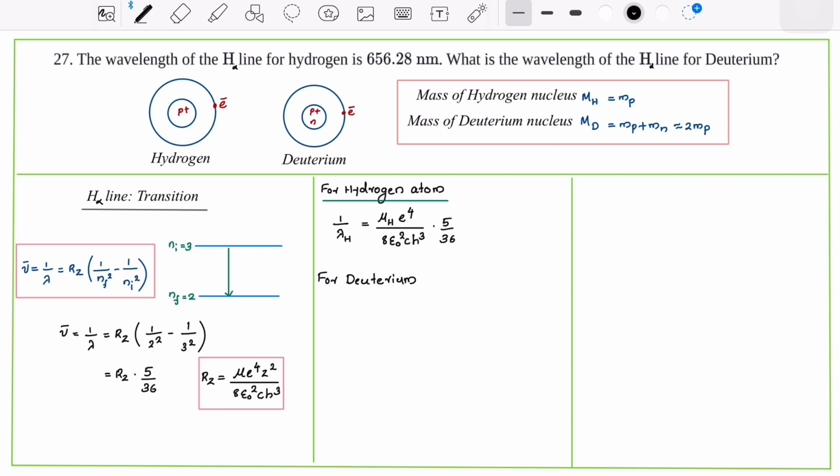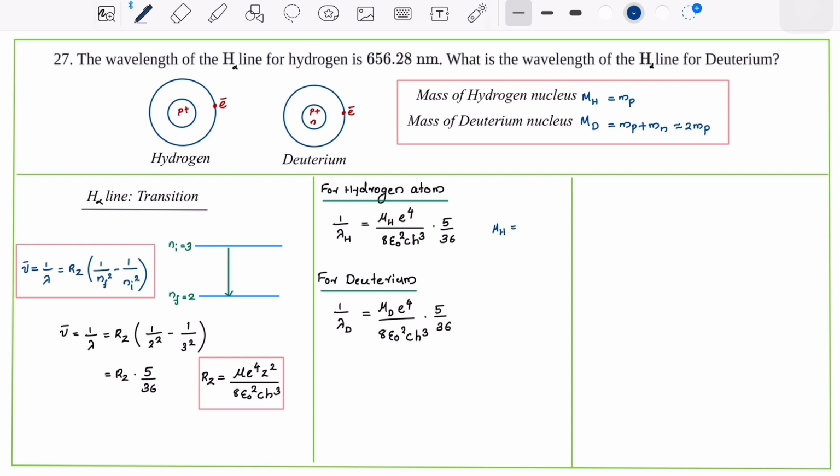Now for deuterium, let λd correspond to the H alpha line wavelength. Then 1/λd is equal to μd e⁴ divided by 8ε₀²Ch³ into 5/36.